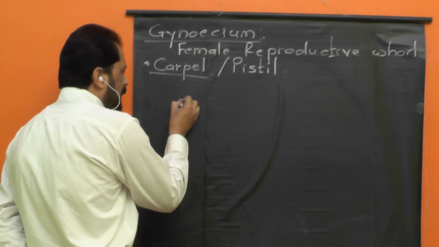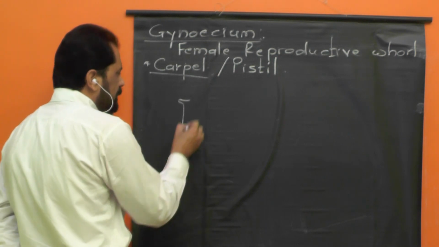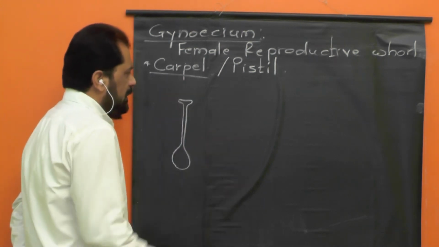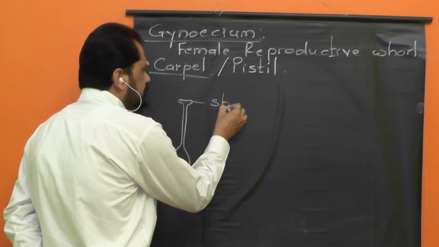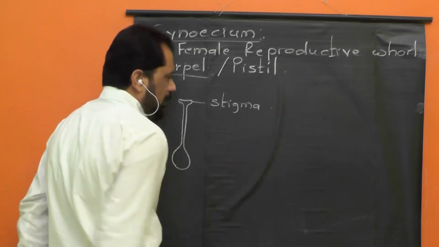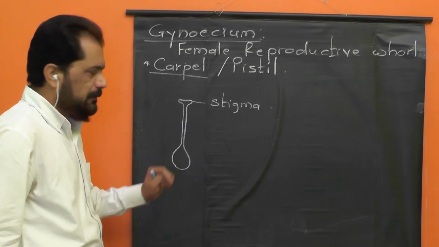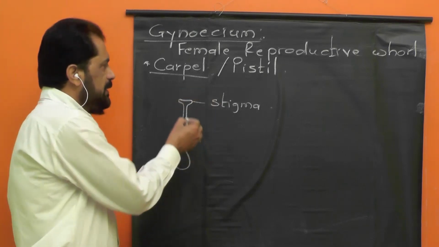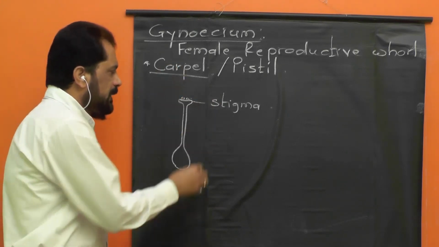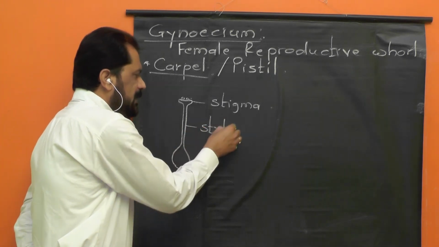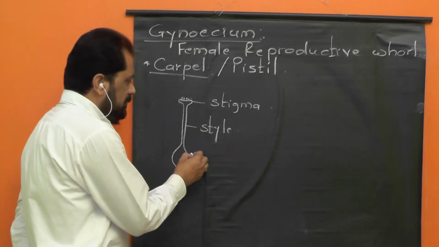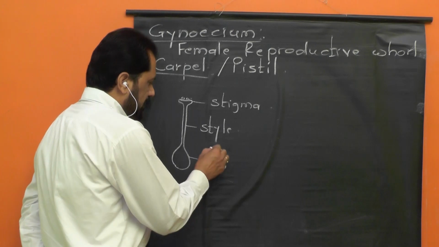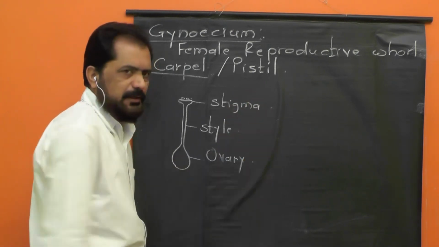We know that the upper receptive portion of the carpel is known as stigma. It is called the receptive part of the carpel, because during pollination the pollen grains are received here by the stigma. The middle part is known as style. It is either short or long. And the most important, the basal, larger and swollen part, is nothing but the ovary.